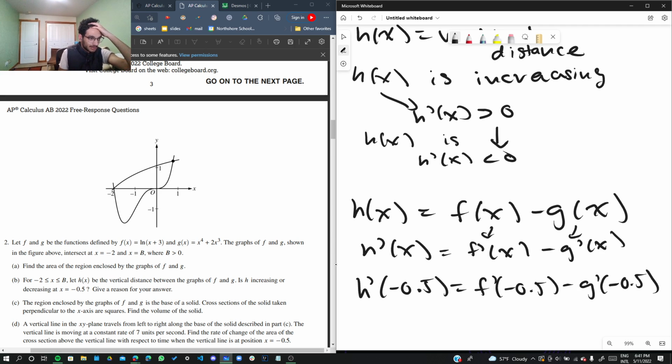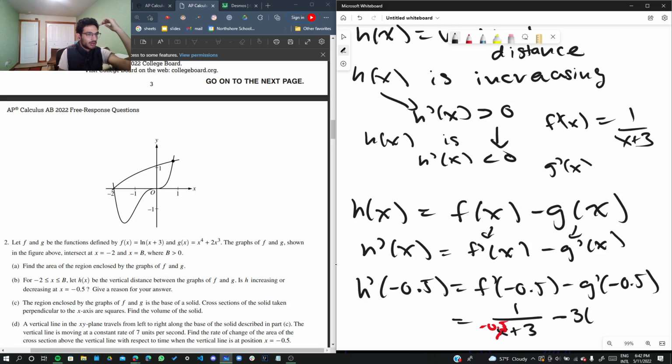You could take the derivative of f of x. So f prime is just 1 over x plus 3. But then here you just have negative 0.5. And then for minus g, the derivative of that is just 3. Okay, I'm just going to write f prime is just 1 over x plus 3. And then g prime, just looking over here, you have x to the 4th plus 2x cubed. Now you take the derivative, that's 4x cubed plus 6x squared.